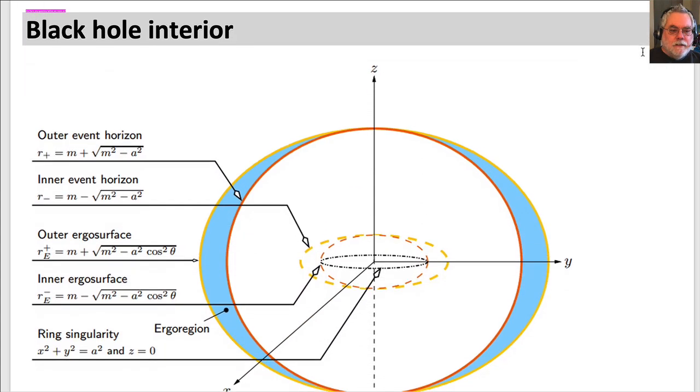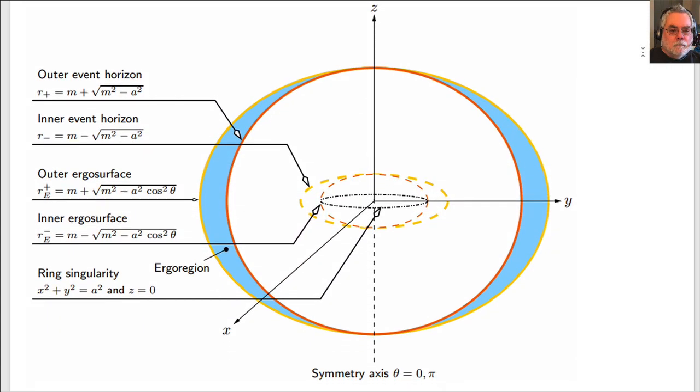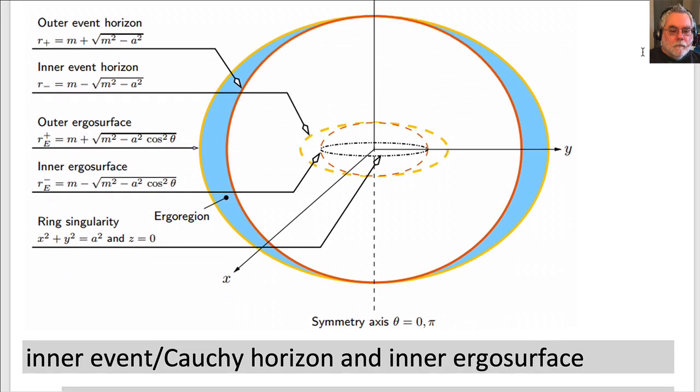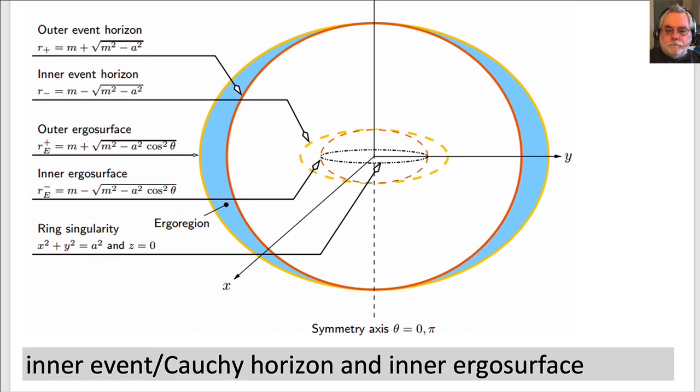Black hole interior. We have finished discussing the outer event horizon and phenomena outside it, except for accretion disks, which we will cover. Now we will cover the interior of the rotating black hole.